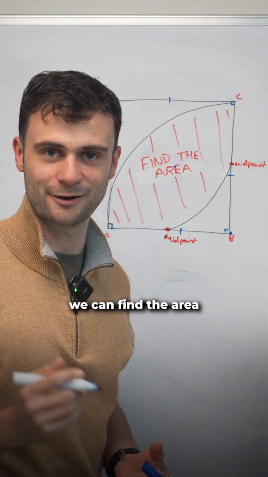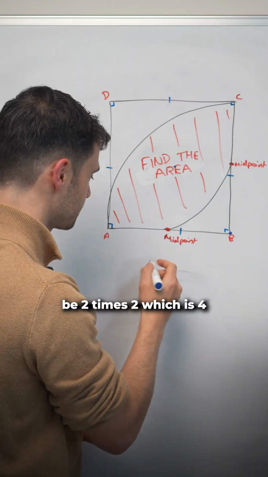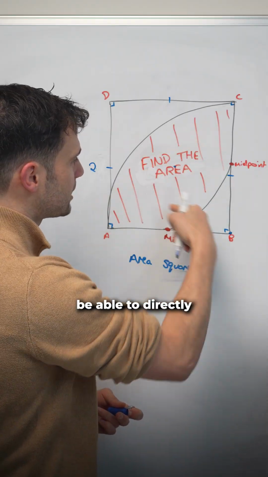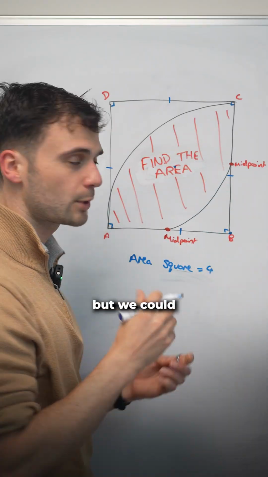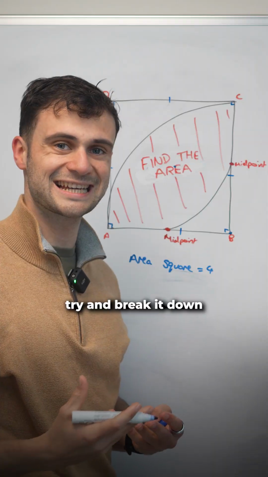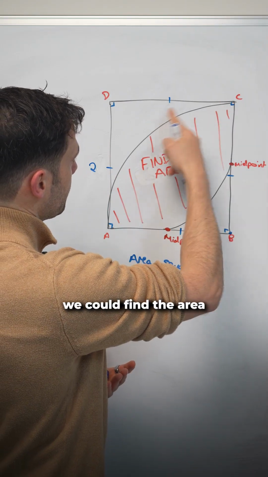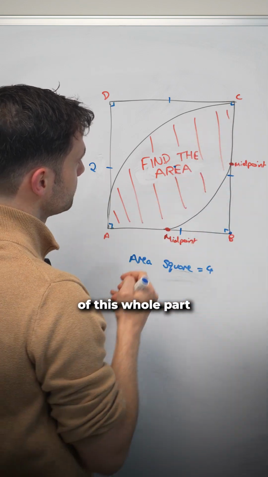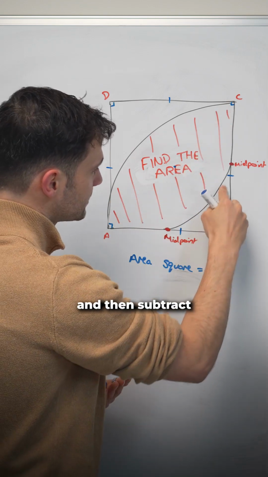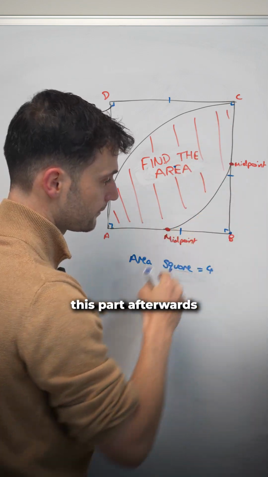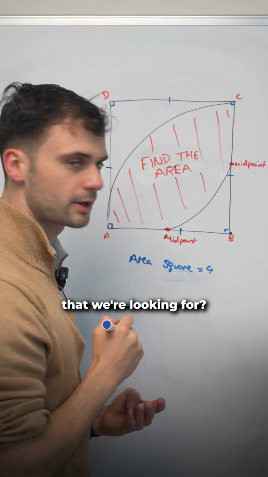How are we going to find any kind of areas here? Of course, we can find the area of the square, which would be 2 times 2, which is 4. We're not going to be able to directly find this weird shaped area, but we could try and break it down into easier shapes to work with. What if we could find the area of this whole quarter circle and then subtract this part afterwards? That would give us the area that we're looking for.